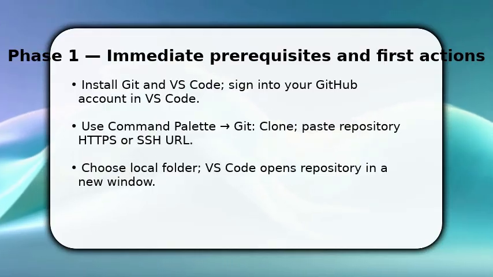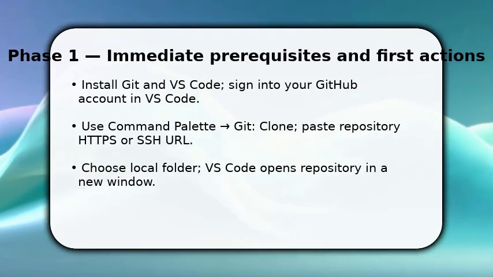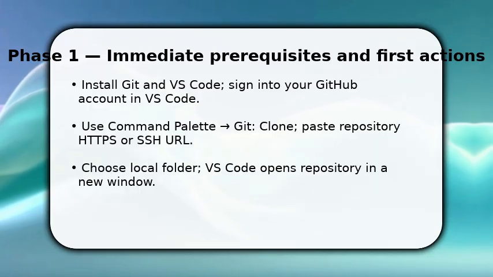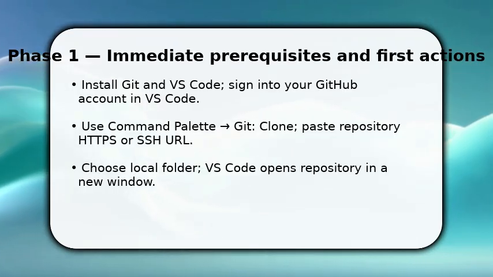You already have the essentials: Git, VS Code, and a GitHub account. Once ready, open VS Code and press Ctrl+Shift+P to open the command palette, type Git: Clone, and paste the repo URL. Choose a local folder so files are downloaded.